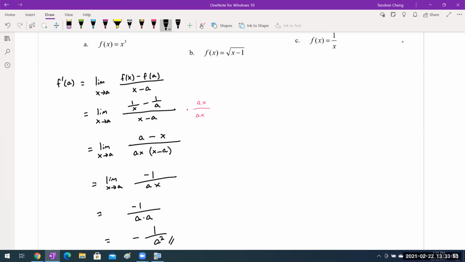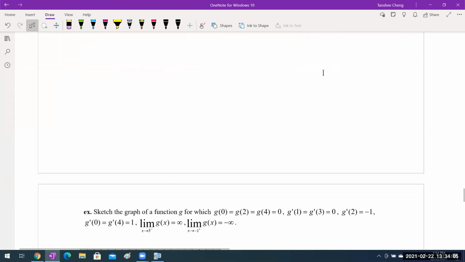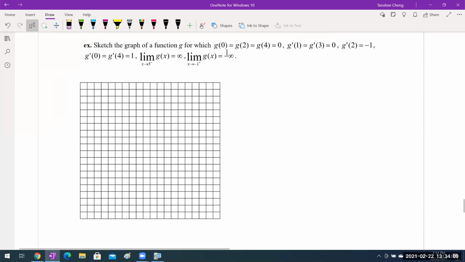Okay. Now that we did all these three problems, we want to continue and look at the next example, which is giving you certain conditions and then trying to graph it, right? So, this is the example. Take a minute to read these questions and then we're going to go over that.